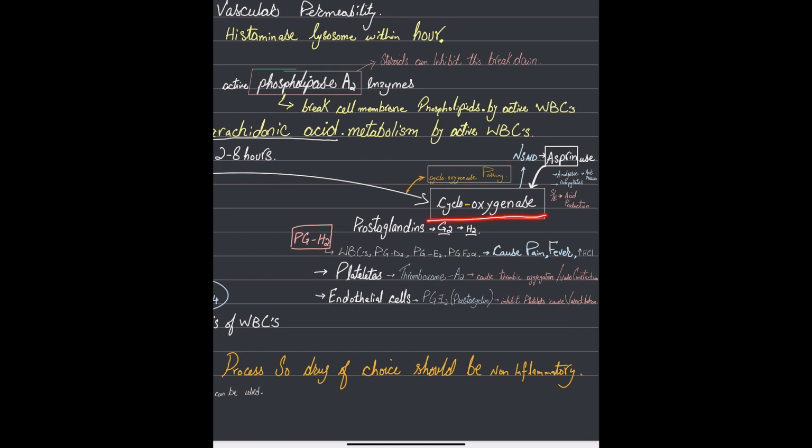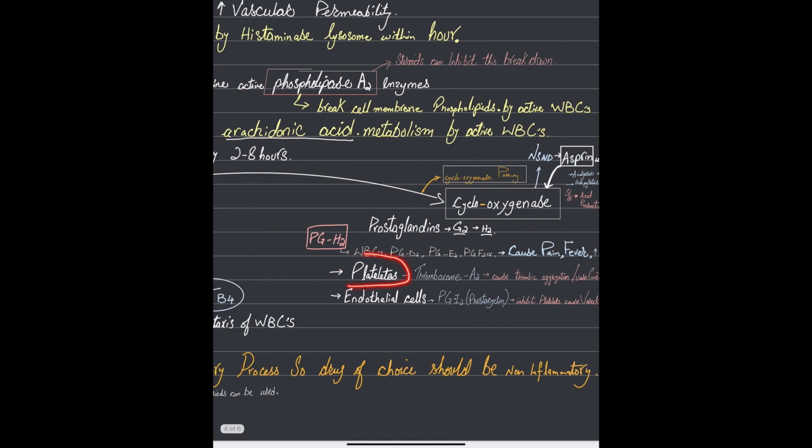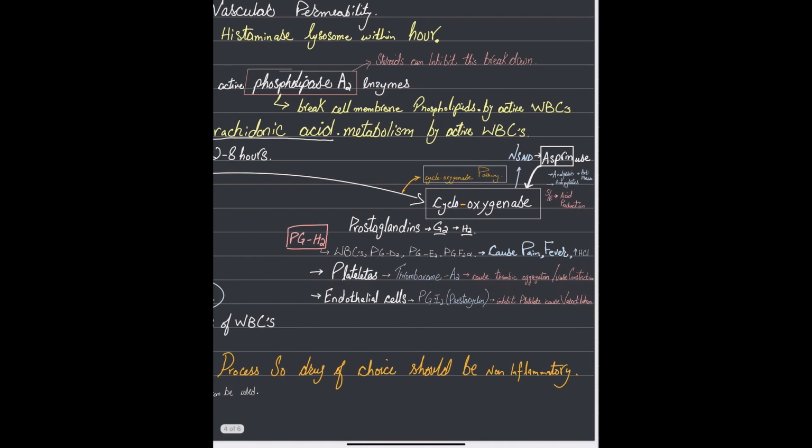And what the cyclooxygenase is going to do, you can see here, it's going to release prostaglandins, prostaglandin G2, H2. Prostaglandin H2, what is it going to do? Release white blood cells. Prostaglandin D2, prostaglandin E2, prostaglandin F alpha. And what can they cause? Pain, fever, high level of acids in our body. And what is going to affect the platelets? Thromboxane A2 can cause thrombotic aggregations, vasoconstrictions.